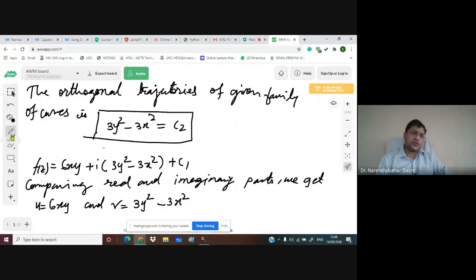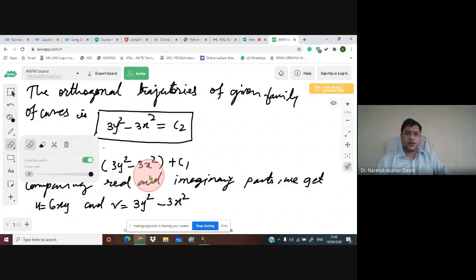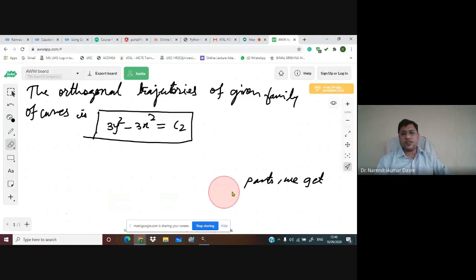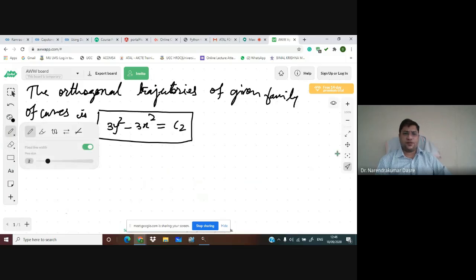So this constant will generate the family of curves. So that's why we have to be careful. We should always write the constant because that is going to generate the family of curves. And hence when you write constant, it will be a family of curves. If you do not write constant, then it will be only one curve. Okay, so that's how we are able to get the orthogonal trajectories.